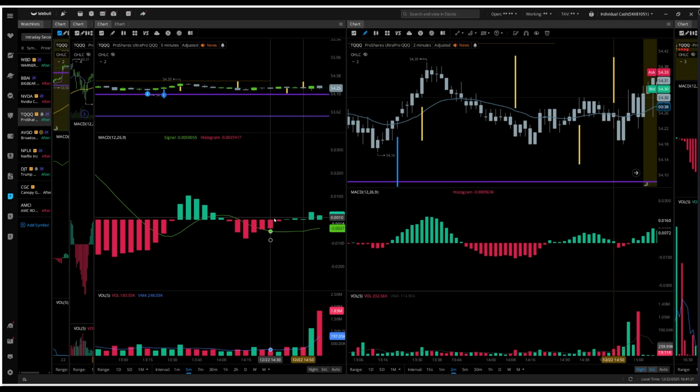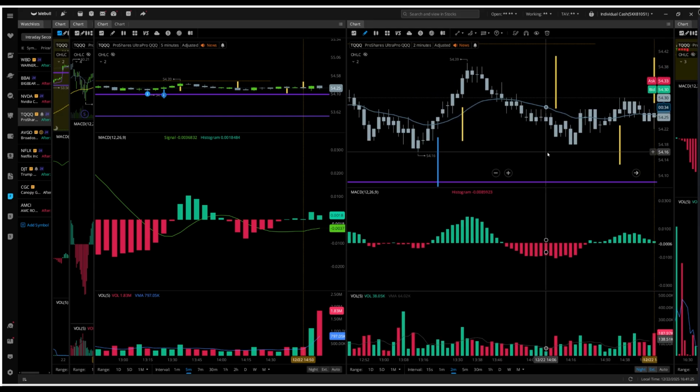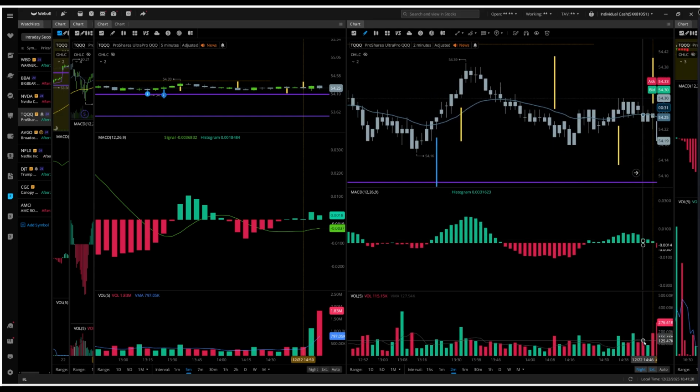But we didn't have the 5-minute support. This was foolish, this was risky. I only took the trade because we were on the right side of the 2-minute momentum and we had a power volume bar in the selling direction.